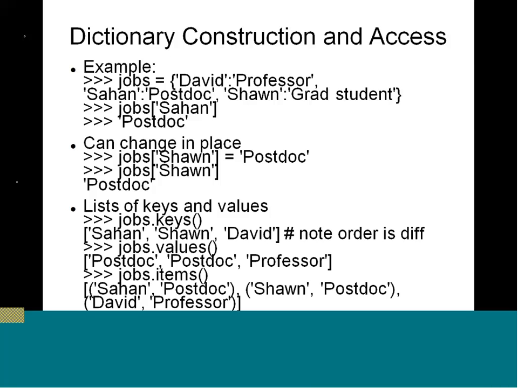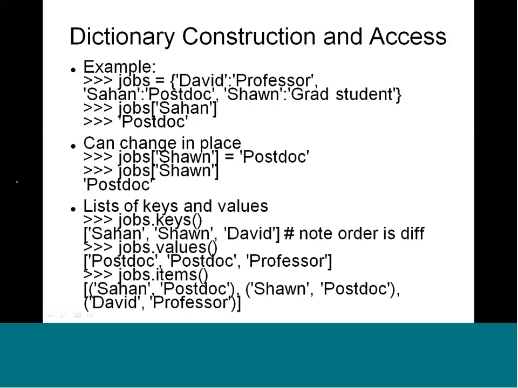Here in this example, we create jobs: David, professor; Sahan, postdoc; Sean, grad student. These are the three elements that we define inside the dictionary, and you notice that each of them is a key followed by a colon and then a value, and then a comma. Anything before the colon is your key and the other side is the value.